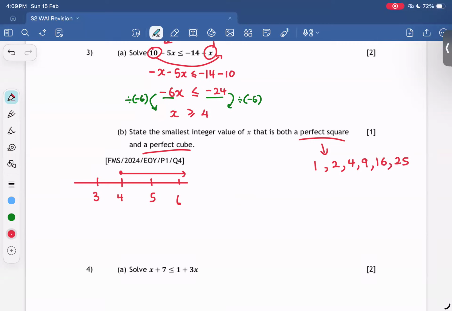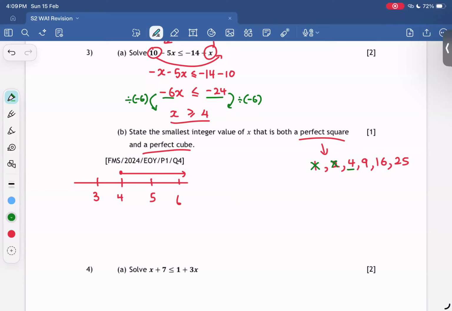Perfect cube means it can also be cube rooted. So let's try these numbers here. Cube root of 1 equals 1 as well. So do we choose the number 1? This is where you need to remember x must be more than or equals to 4. So I eliminated number 1, and 4 is still possible.